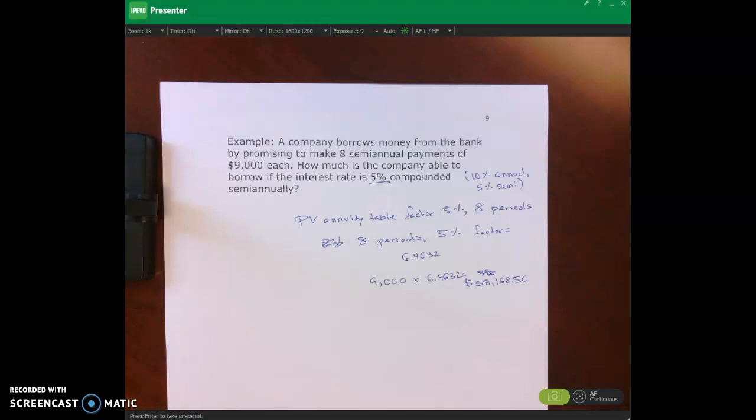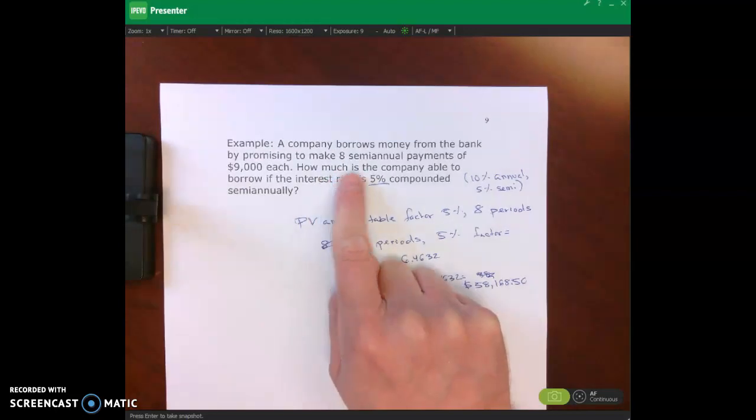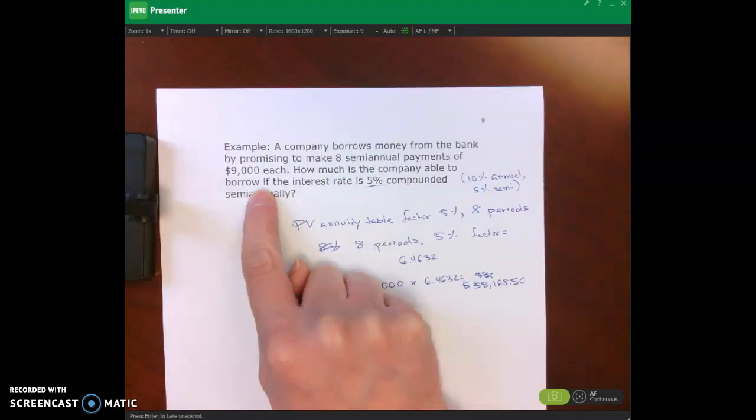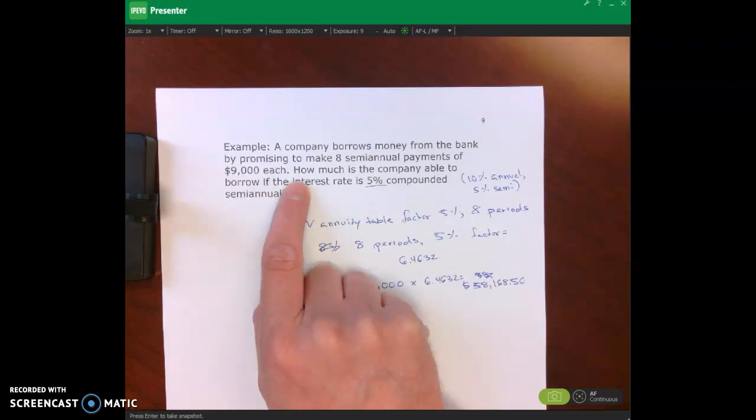So when we think about these two decision points to help us solve the problem, am I asking for present value or future value? Well, how much is the company able to borrow? And the word that's missing here, but is inferred, is now. How much is the company able to borrow now? Because when do they borrow it? Now. So if you think about it that way, I'm asking for present value. How much is the company able to borrow now, which is inferred, if the interest rate is 5% semi-annually? So I'm asking for present value.